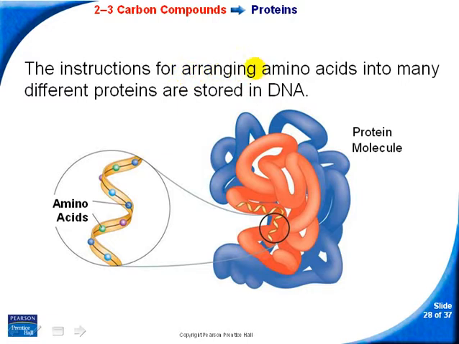And what tells us how to put amino acids together is the instructions in DNA. And you can see these are all different amino acids in this chain, and they make up this small little ribbon-like part of this big protein molecule.